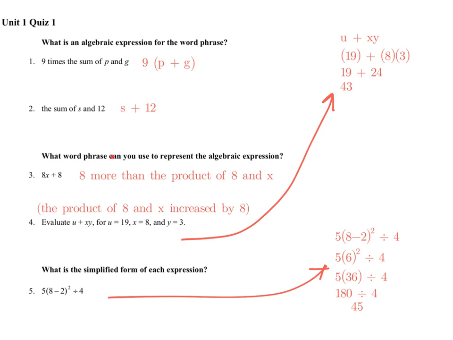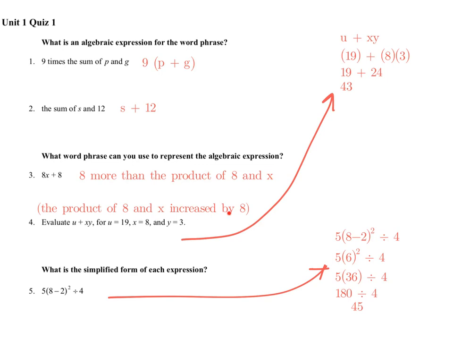Okay. What can you use to represent this? Well, what you want to say is you want to have the product of 8 and x, which is multiplication. You could also say 8 times x, and then having 8 more than that, you know that you're going to go 8 more than what happens first.